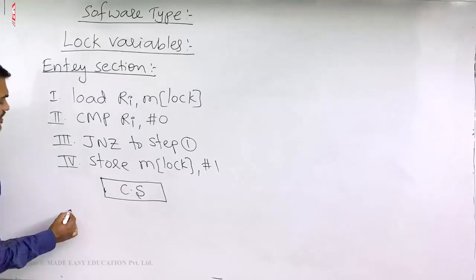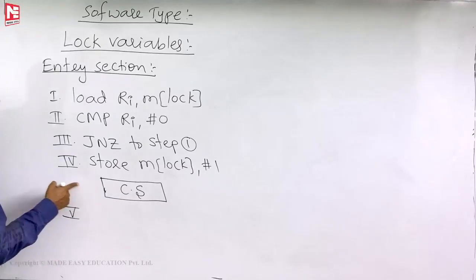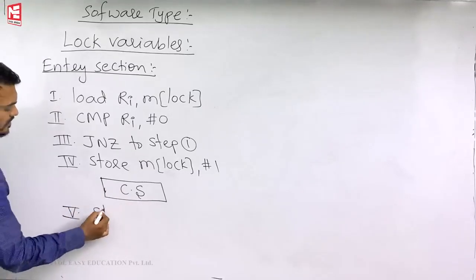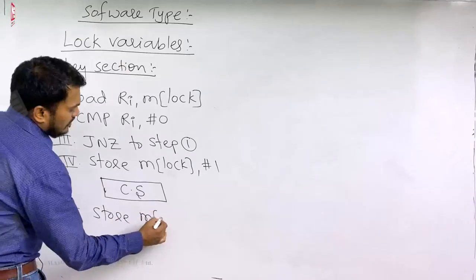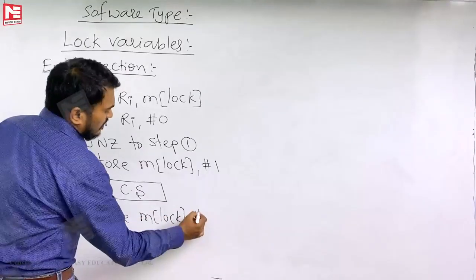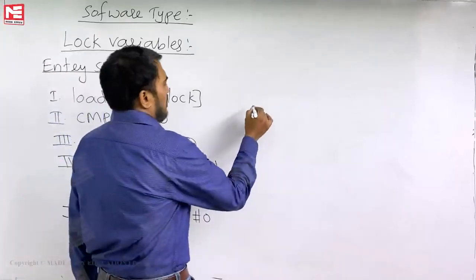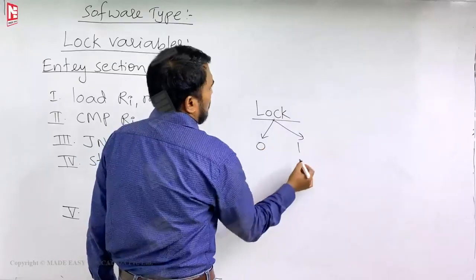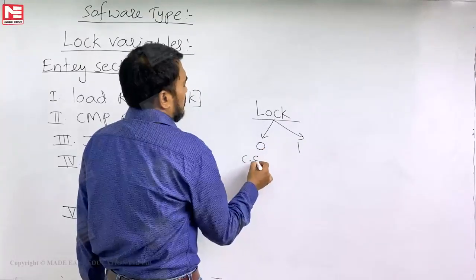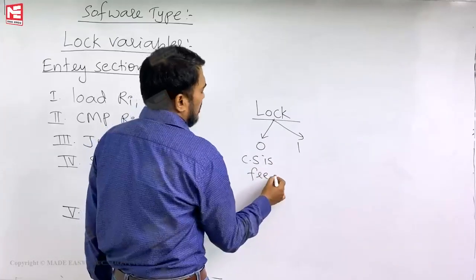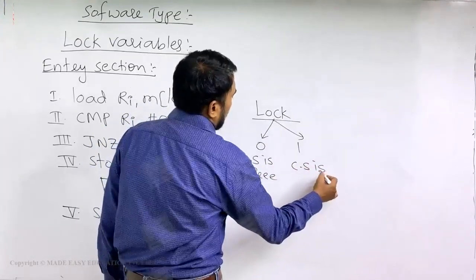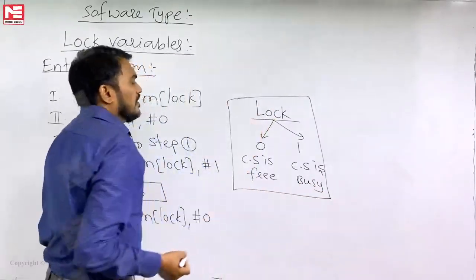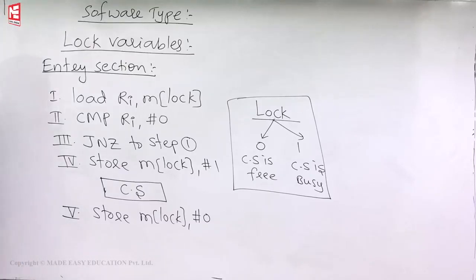You don't require any specific instruction for this, even if you keep it, no problem. When you are leaving the critical section, we store the value of 0 into the lock. The lock will take two values, either 0 or 1. If the lock value is 0, the critical section is free, and if the lock value is 1, the critical section is busy. So this is the code given in the lock variable solution.